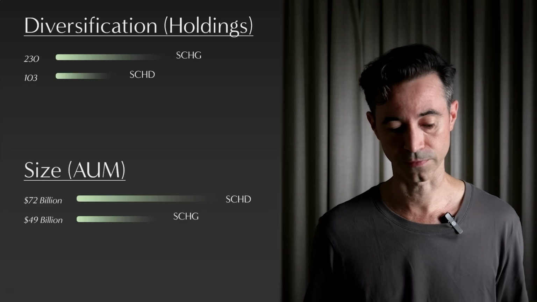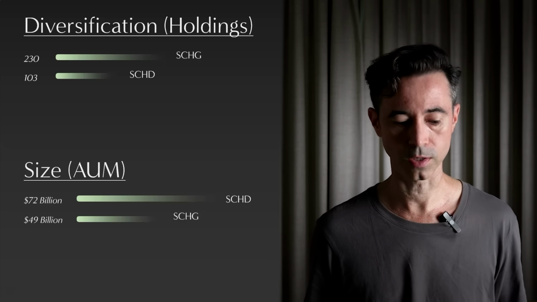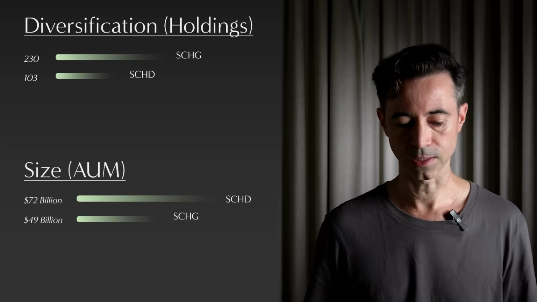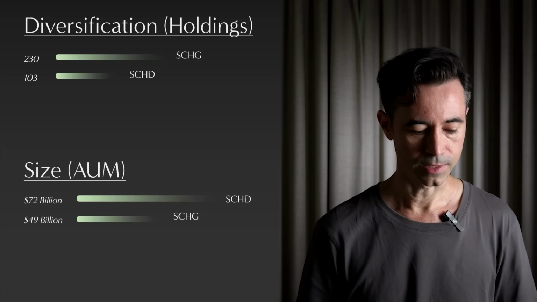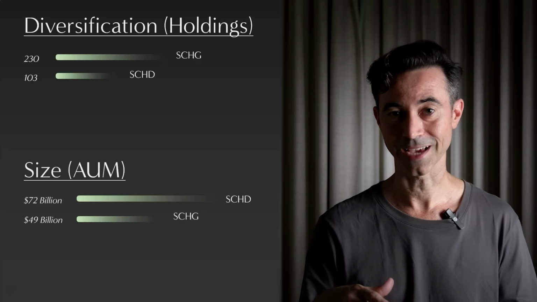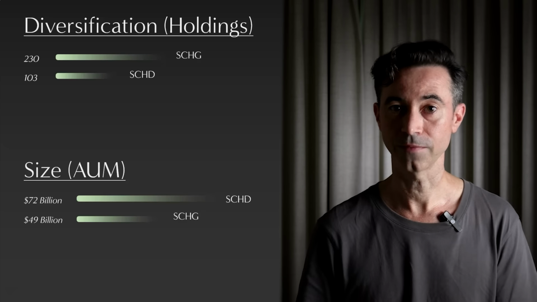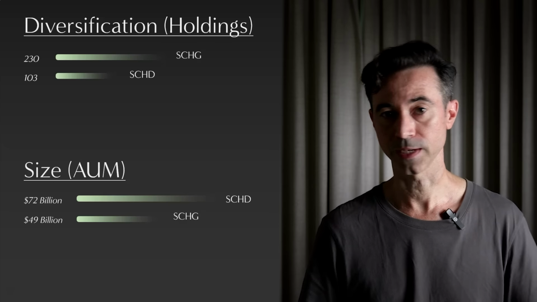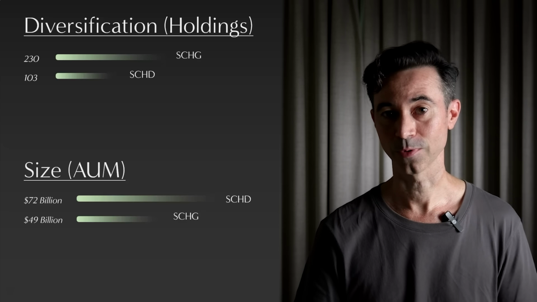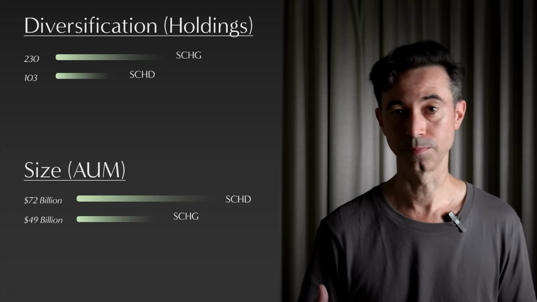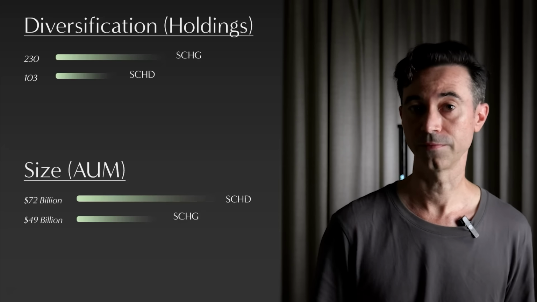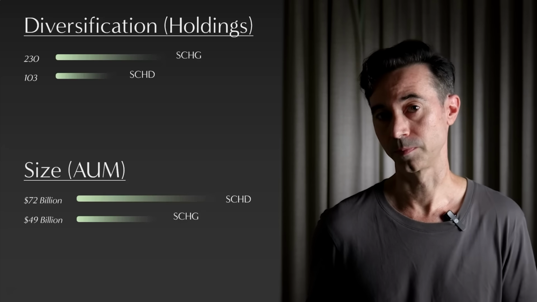When it comes to diversification, this can be important, of course. Do they have enough stocks in them? SCHG has more, 230. SCHD has 103. Depending on the type of style investor you are, we have different weights on how much diversification you might want. Then the size or the assets under management. SCHD is bigger at 72 billion, SCHG having 49 billion, both really big funds.